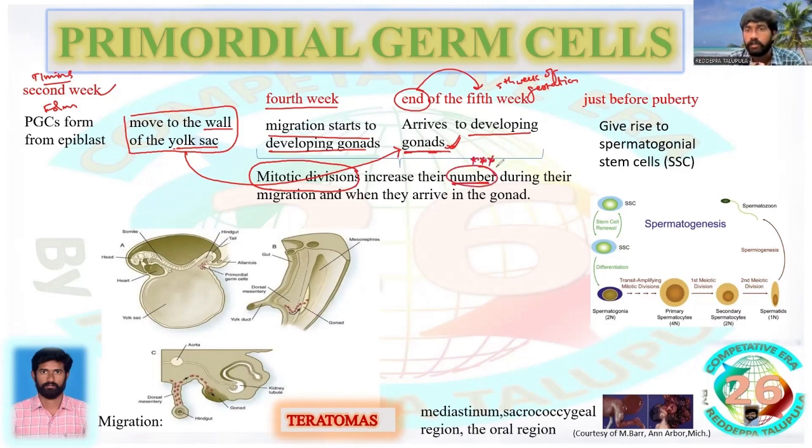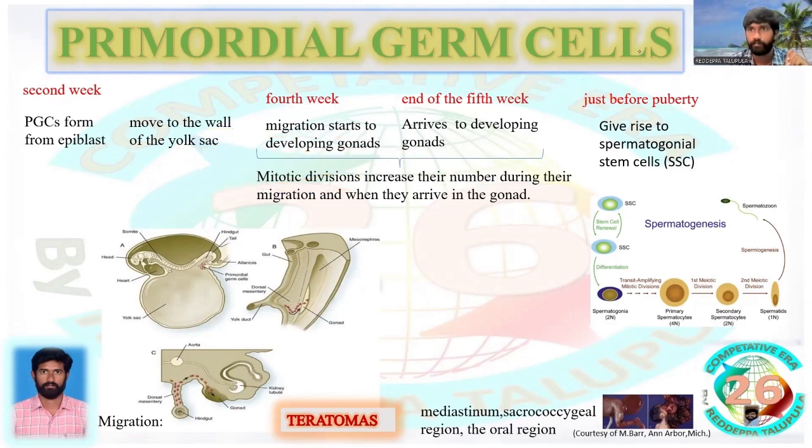Next, the conversion of PGC into SSC happens just before puberty. I discussed this when I gave clarity on the difference between the sex cord and the seminiferous tubule. Okay, keep it in mind. Next, I will talk about the migration pathway.